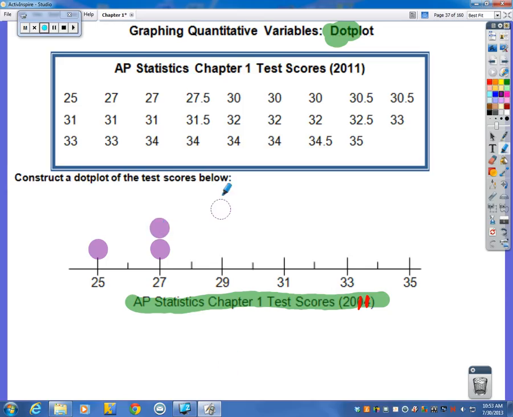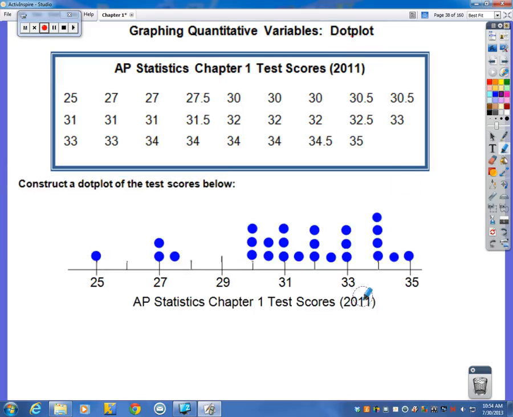Okay, 27.5. Well, let's see, 27, 29, that'd be 28. 27.5 would be right here. And you can notice already my dots are a little too big, but that's okay. 30 would be right here, and I've got two of those, so I'd stack them. I got a 30.5, which would go right there, and I got another 30.5. And if I kept doing this and going all the way to my 35, I would get something that looks like this.